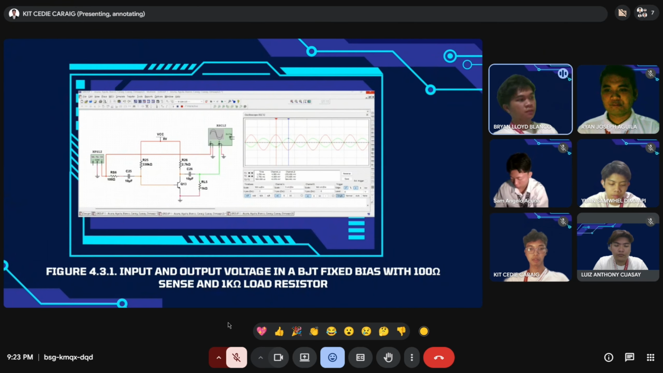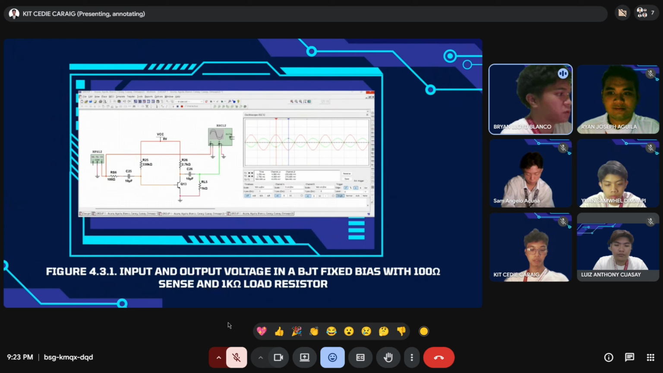For figure 4.3.1, with a 100 ohm sense resistor and 1,000 ohm load, the oscilloscope reads about the same 4.99 millivolts input and approximately 270.69 millivolts output. Dividing both, we get 54.25. And again, for the 5 millivolt source reference, dividing 270.69 millivolts by 5 millivolts gives 54.14.